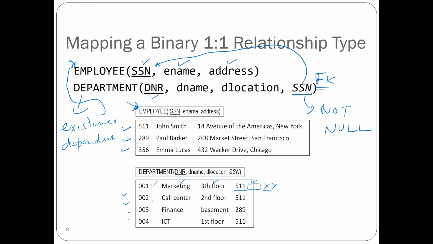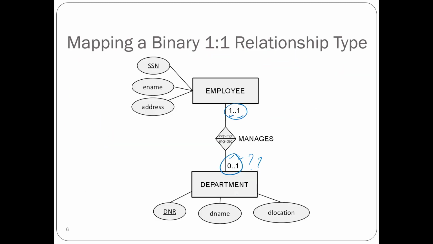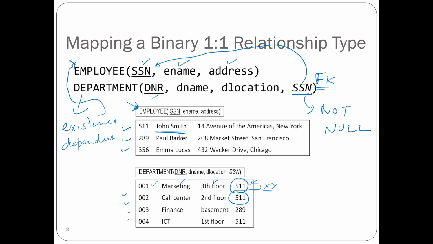One thing that you should be able to see here is that in the first and second tuple, the SSN is the same for the manager, right? So 511 corresponds to John Smith. So in this implementation, John Smith, as you can see, is managing 2 departments, which is against what we need, right? We want an employee to manage only 1 department. But here that's not the case. An employee is in fact managing more than 1 department. So one of the constraints is not satisfied.